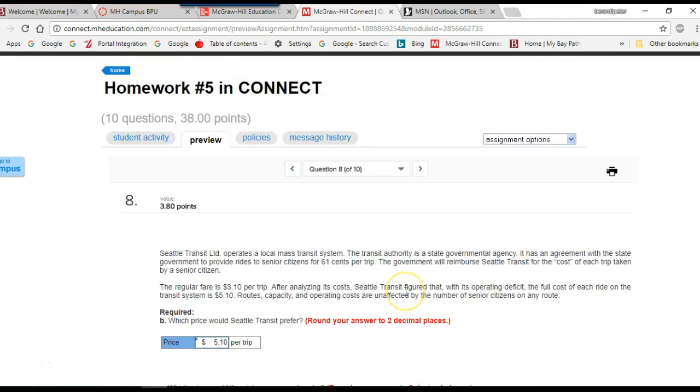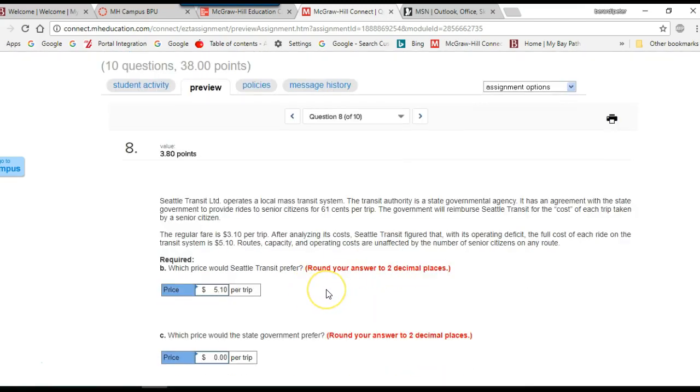In particular, the transfer pricing. Because transfer pricing is rather confusing, and it's basically not heavily questioned on the CPA or CMA exam. So let's go through these problems fairly quick without getting you hung up, because the budget problems are far more time consuming. So in this problem 8, the transit company, which price would Seattle Transfer prefer?